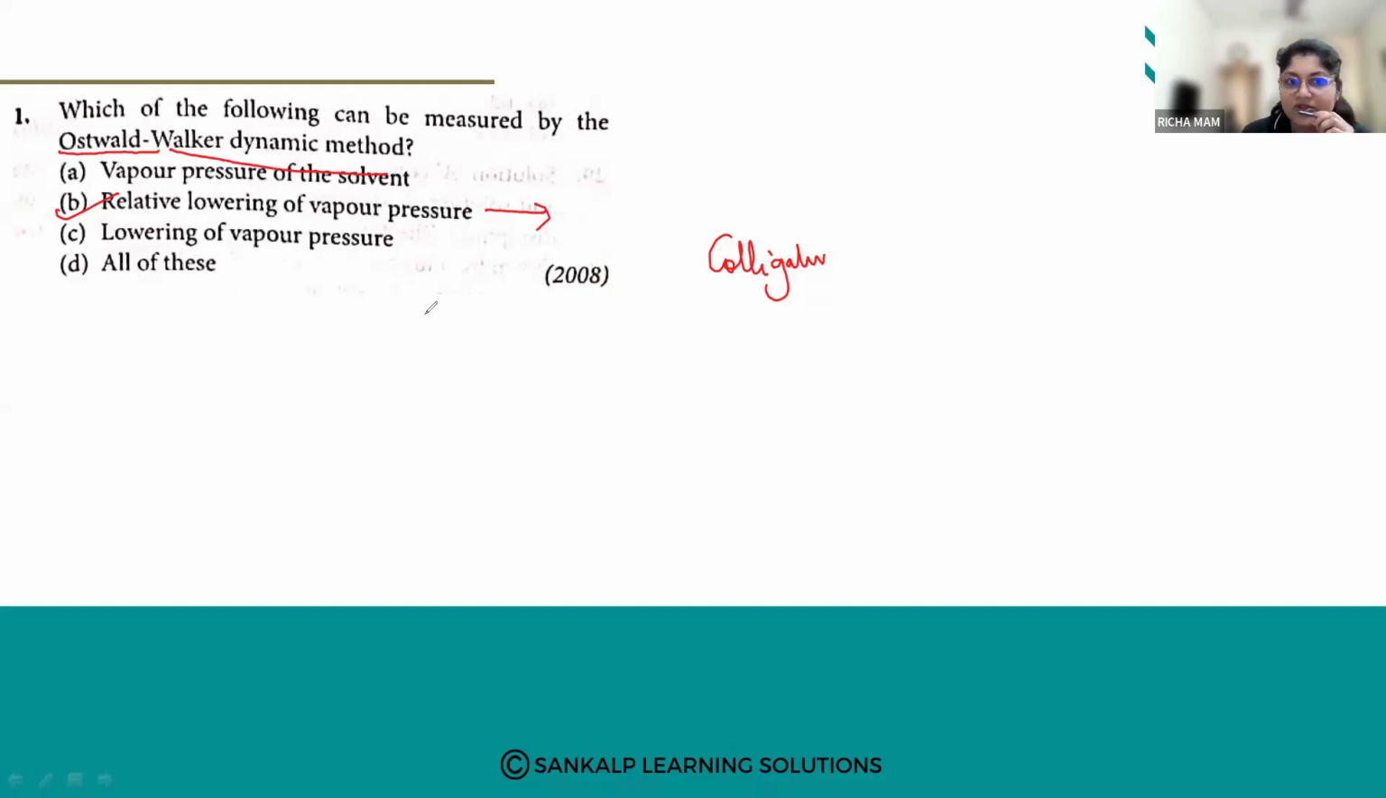If you see the options also, when we are talking about the main four colligative properties: relative lowering of vapor pressure, elevation in boiling point, depression in freezing point, and osmotic pressure. But here, if you see the options, vapor pressure of solvent is not any colligative property. Lowering of vapor pressure? No, it is relative lowering of vapor pressure, right? So this option is also wrong. All of these is also wrong. So our answer is option number B. I hope this is clear, okay, fine.